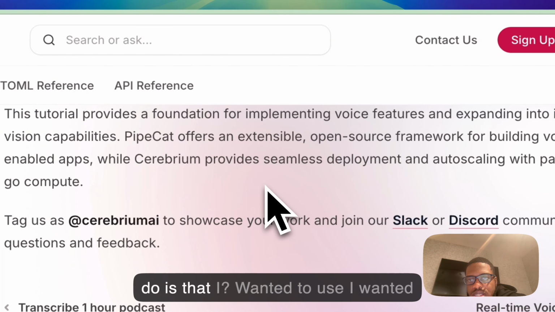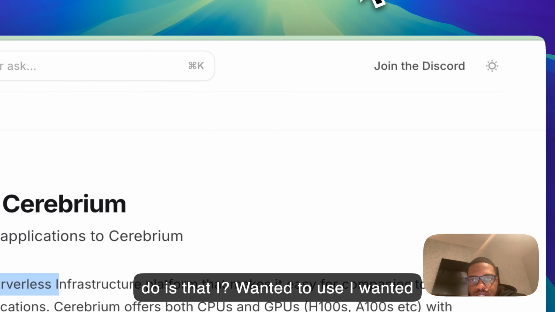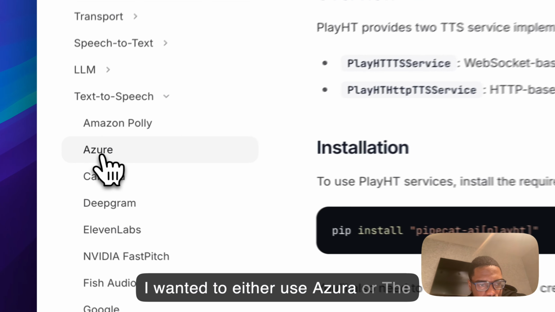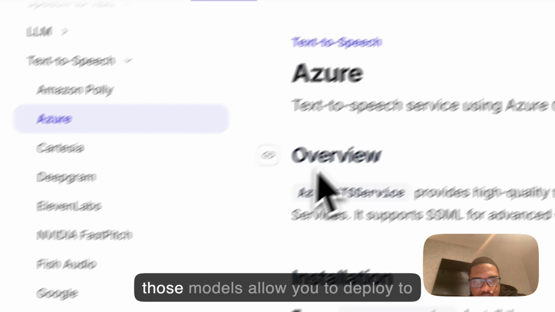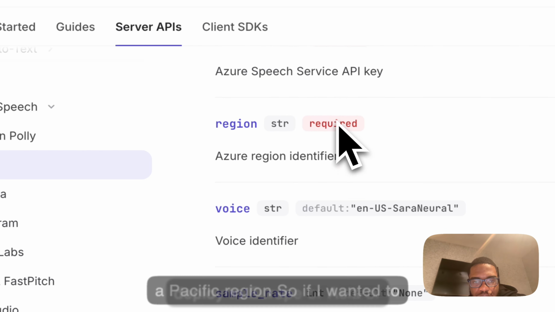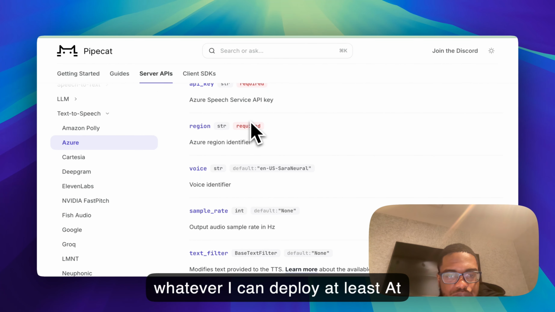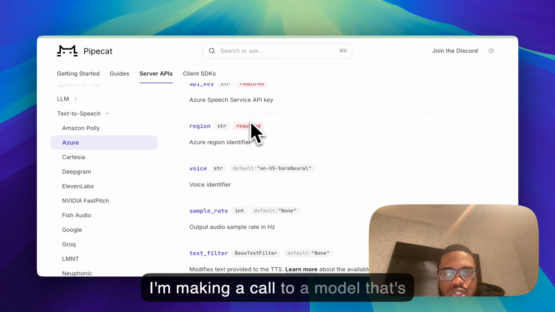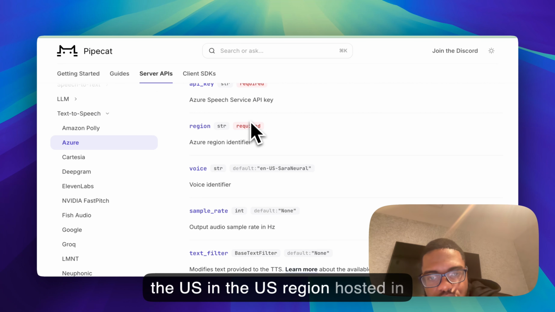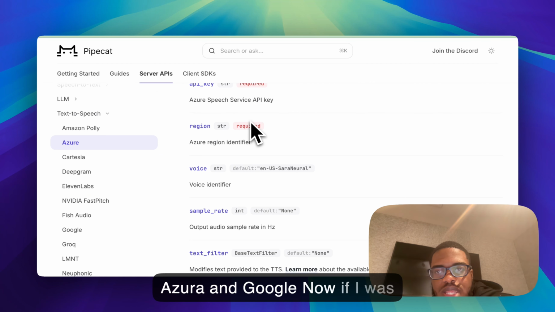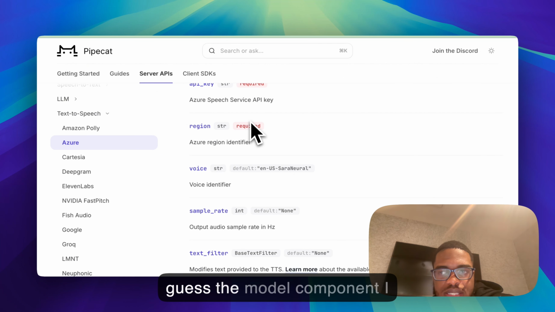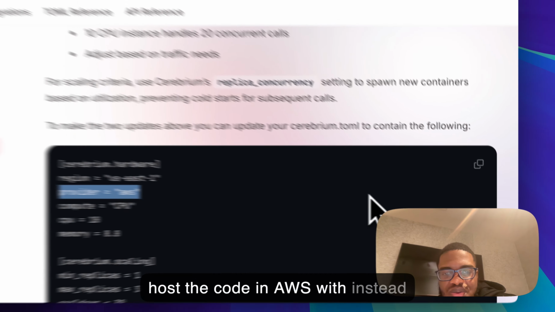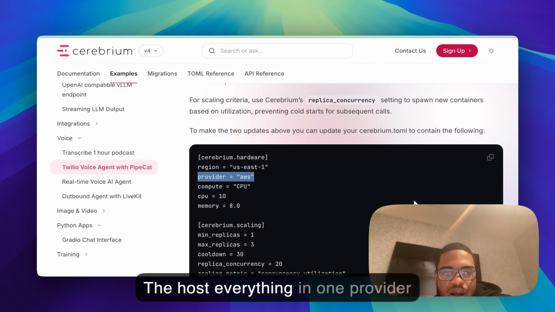What I wanted to do is either use Azure or the Google models, because those allow you to use models hosted in a specific region. If I wanted to deploy to Europe or Asia, my understanding is that I can't deploy the models myself, but I can use the models they have hosted in that region. So it's not making a call to a model all the way in the US region. So I wanted to specifically use Azure and Google. If I'm going to use Google or Azure for the model component, I thought it would be weird or inefficient to host the code in AWS instead of using one provider to host everything.